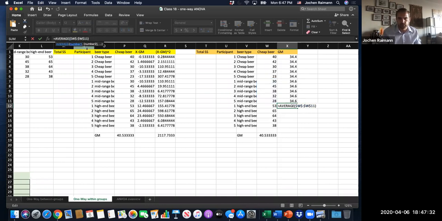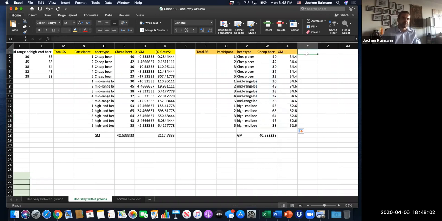Now we do W12 until 17. 5 to 16. Okay, so here we're already seeing, right? This is the scoring of the beers. So the high-end beer, they really like the high-end beer. So this is our grand mean. Now we do nothing else but the respective mean minus the grand mean.